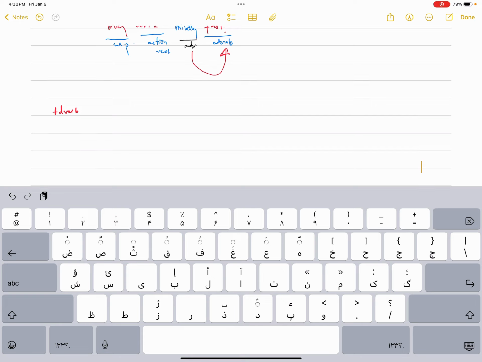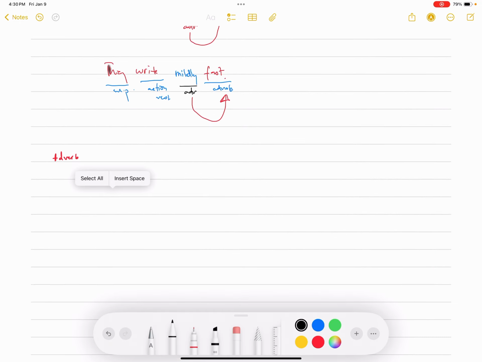We need to divide adverb into three parts. I want to divide adverb into three parts. How many parts? Three parts.